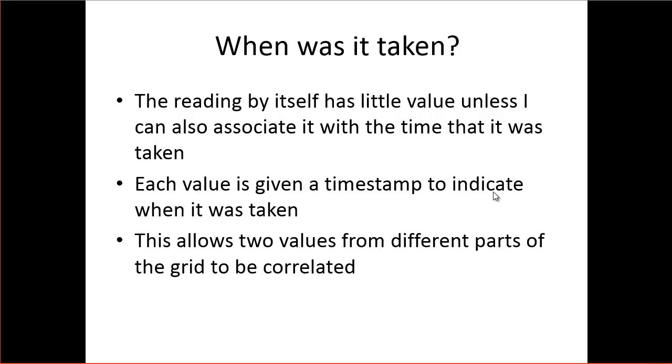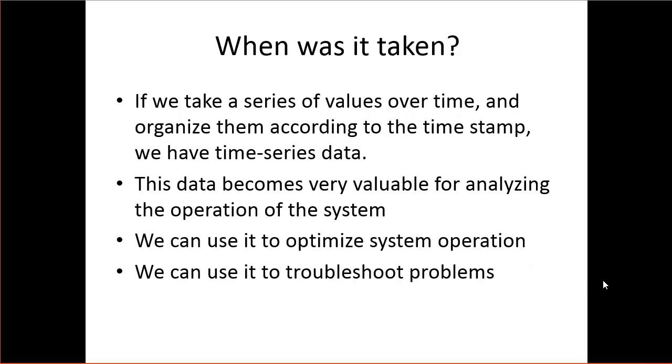So each value as it's taken is given a timestamp to indicate when it was taken, and this allows two values from different parts of the grid to be correlated. So obviously, if I'm looking at the screen and I'm looking at two different voltages and they look like they're the same, and then I realize the readings were taken 10 minutes apart, I know that what might be happening in the real world may not accurately reflect what I show on my screen.